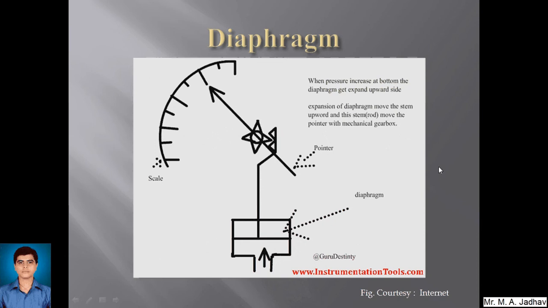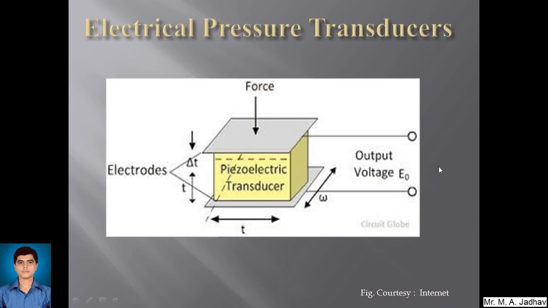So basically the first three, that is the Bourdon tube gauge, then bellows and diaphragm, all work on the same working principle: when we apply the pressure, there will be displacement at some point in the gauge, and because of that the pointer will move on a circular scale. So we get an idea of what the pressure is at the point where we are measuring it. The next is the electrical pressure transducers.